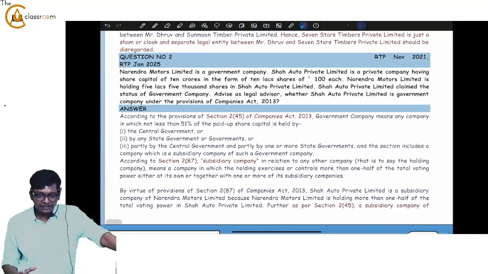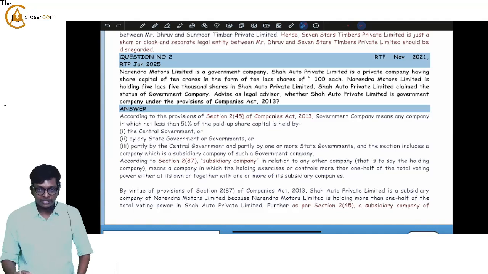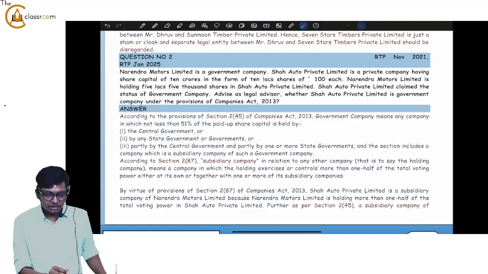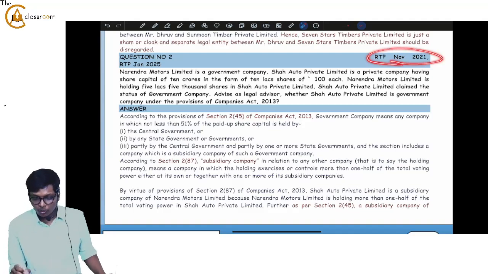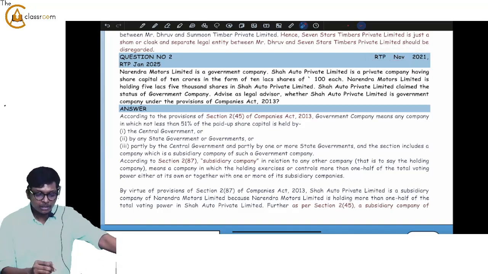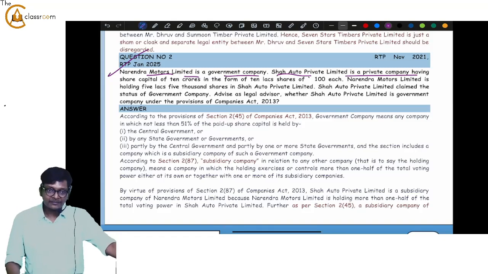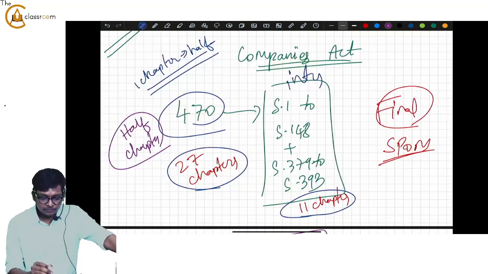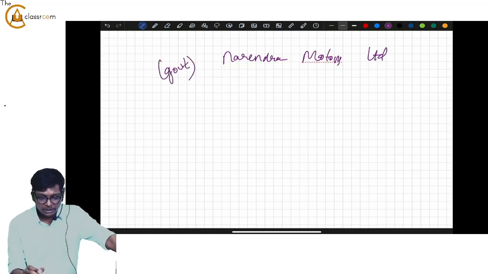Next. I have taken a combination of CA Inter and Foundation questions for the same concepts, because they are asking in the new syllabus. Next, RTP Jan 2025 and RTP November 2021, yet to come in exam. Mark it as important. Narendra Motors Limited is a government company. Shah Auto Private Limited is a private company. Let's draw it down, guys.